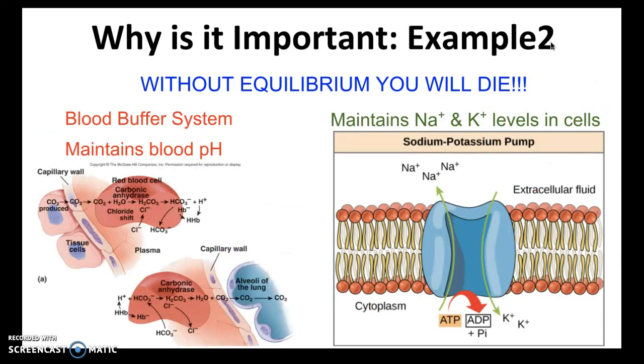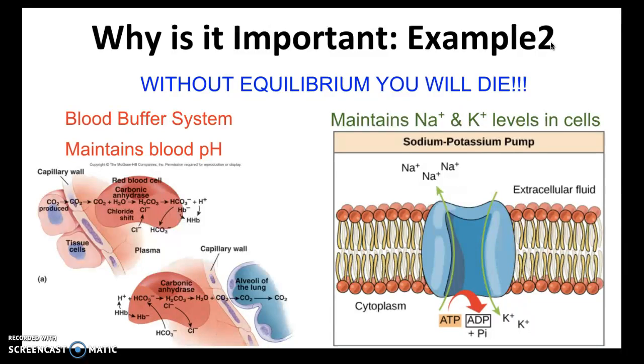All right, another reason why it's important, aside from chemists wanting to know it so that they can control reactions, is also because without equilibrium, you would actually die. So let's talk about 2 examples of when you could die without equilibrium. The first one being the blood buffer system. Your blood has to maintain a very small range in terms of the pH. If it gets too high, meaning too basic, or if it gets too low, meaning too acidic, you could die.